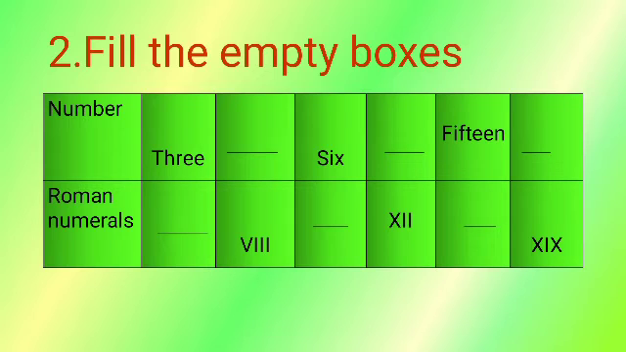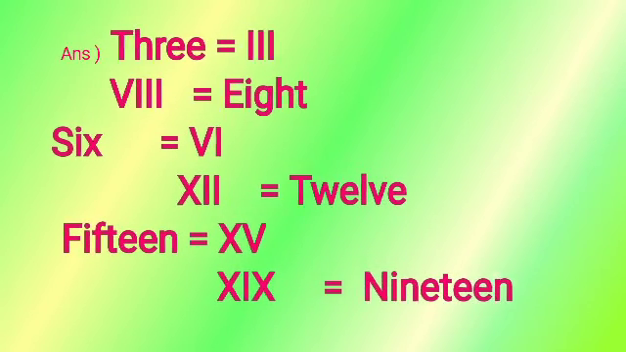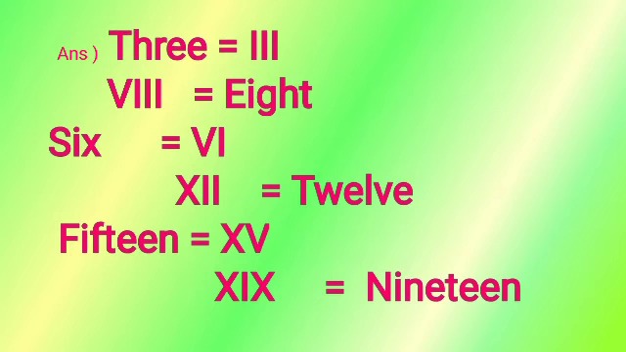Similarly for 6, in Roman we have to write VI. For 12, it is XII. And for 15, XV. And next for 19, what is our Roman numeral? XIX. So here is the answer.